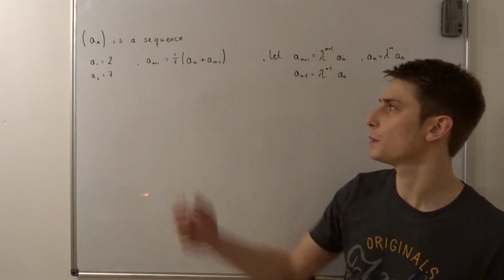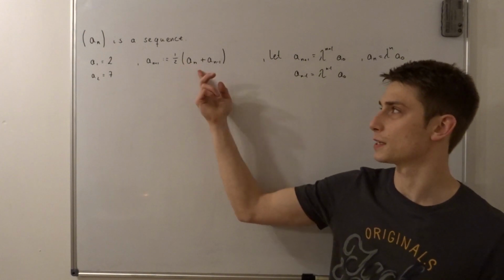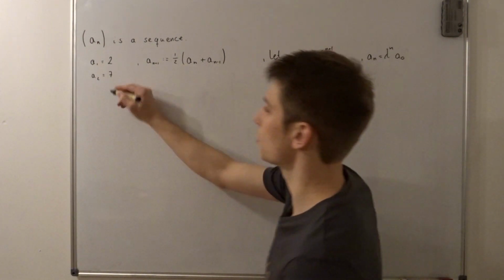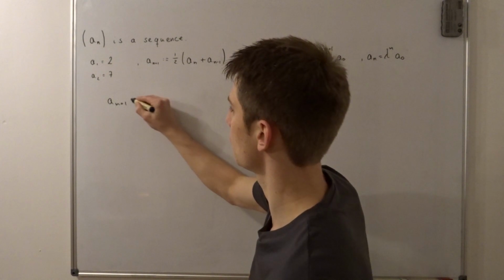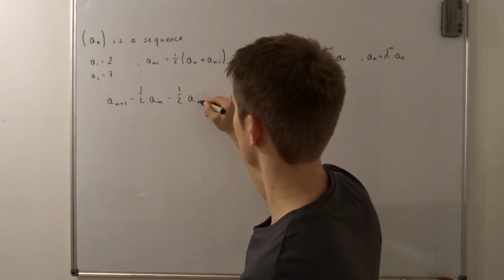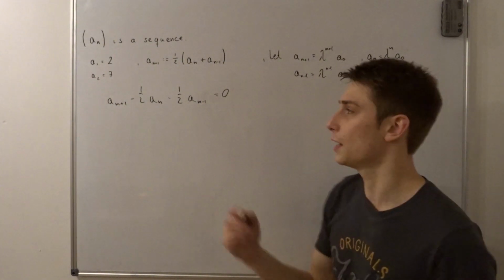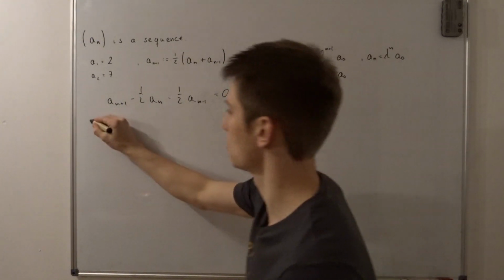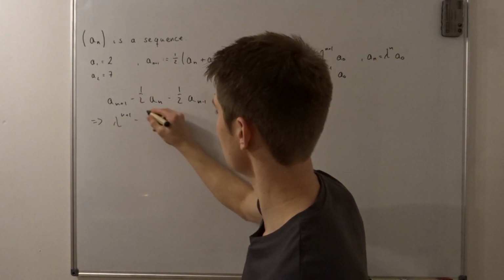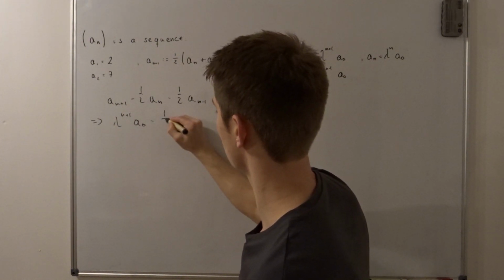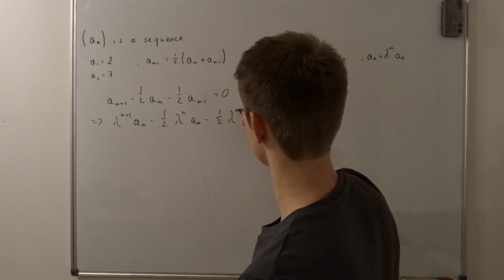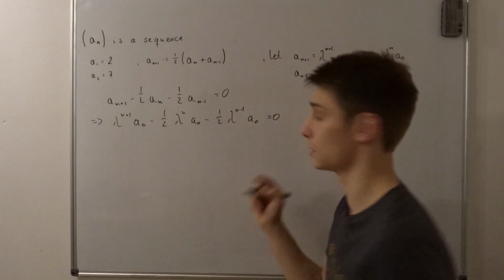Before plugging everything in, maybe we should distribute this 1/2 into this a_n and a_(n-1) and bring everything to one side. So let's start off with that. That would mean that a_(n+1) minus 1/2 times a_n minus 1/2 times a_(n-1) would equal 0. And now we can plug all of those formulas in. So that implies that lambda to the (n+1)th power times a_0 minus 1/2 lambda to the nth power times a_0 minus 1/2 lambda to the (n-1)th power times a_0 equals 0.